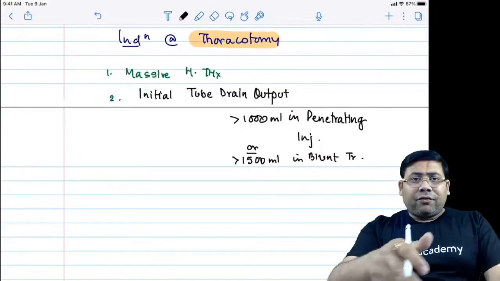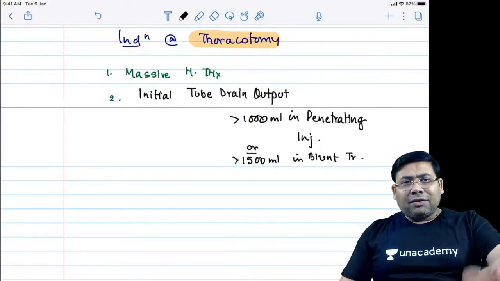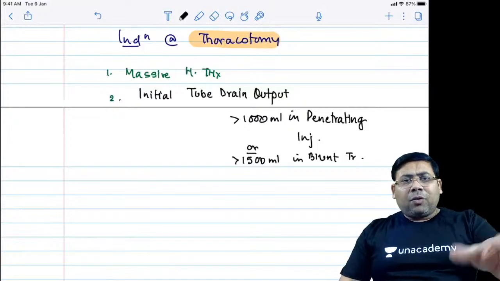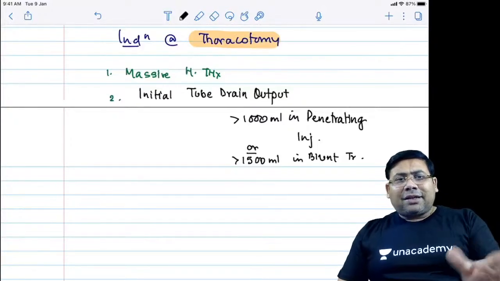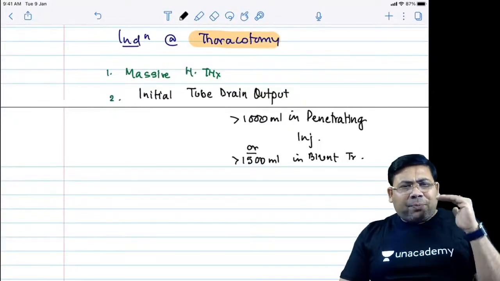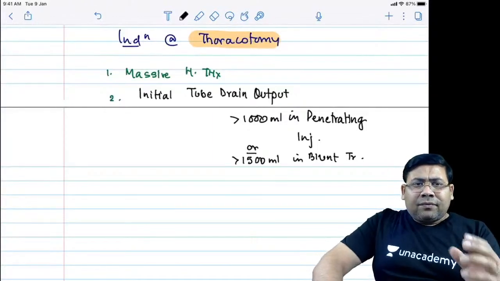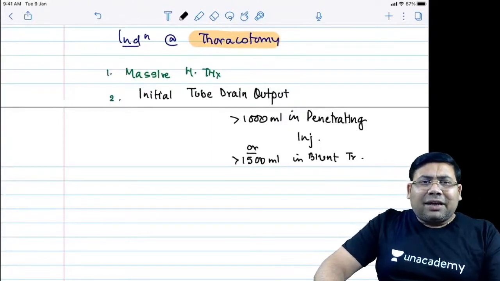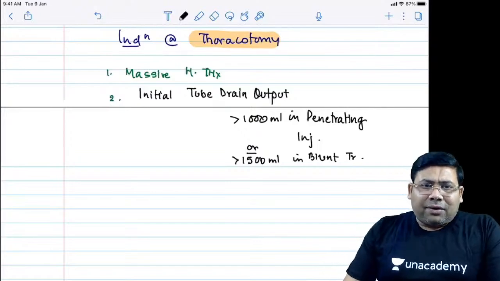How much? So 350, now 600. Again in 1 hour, 300 came out, or maybe 250 came out. Next hour it is 850. So if you see persistently, the drain output is increasing at an average of more than 200 ml per hour.